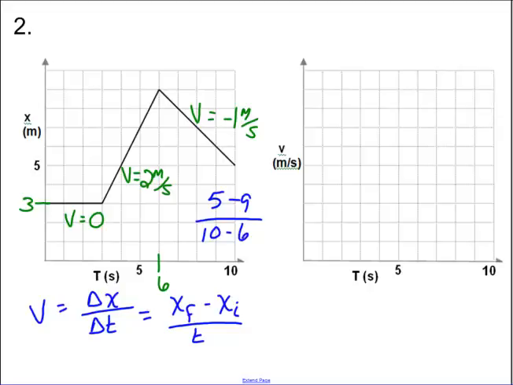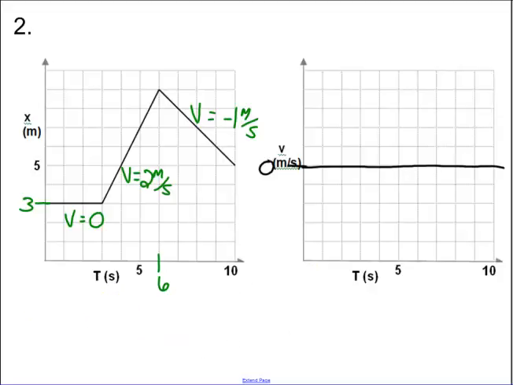Our time is 10 seconds for our final position. Our time for the initial position is 6 seconds. So we end up with negative 4 over 4. That's how we end up with a negative 1 meter per second. Remember that negative sign means we're going in the opposite direction compared to the direction we were going for seconds 3 through 6. To graph this on our velocity time graph now, we have 3 different velocities.